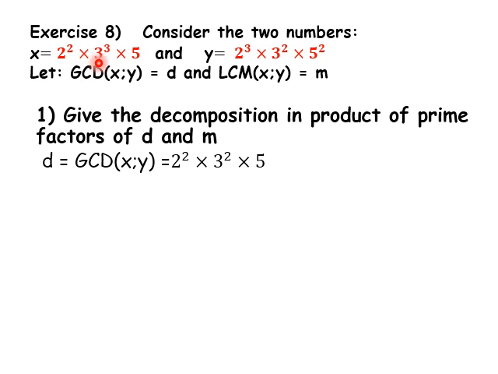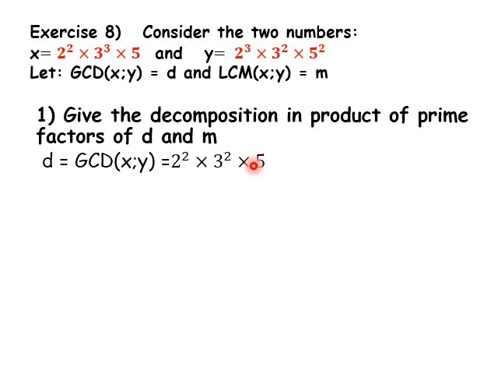Then 3 cubed and 3 squared. 3 squared is the smallest power here, so I have to write it here. Then I have times 5. 5 is also a common factor, and the one with the least power is 5 to the power 1, so I write it down. We don't have to calculate, since they want d as a product of prime factors. These are prime factors, with a multiplication sign between them, and the powers are shown.